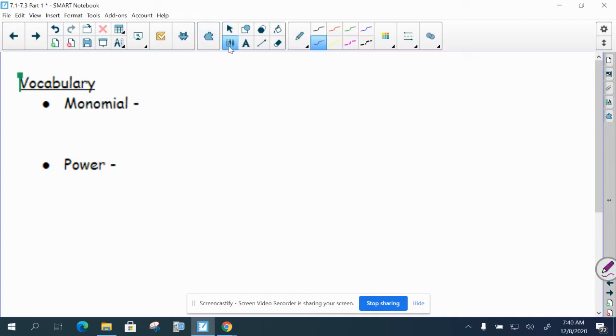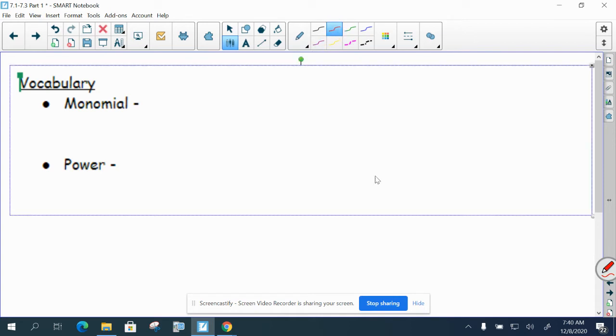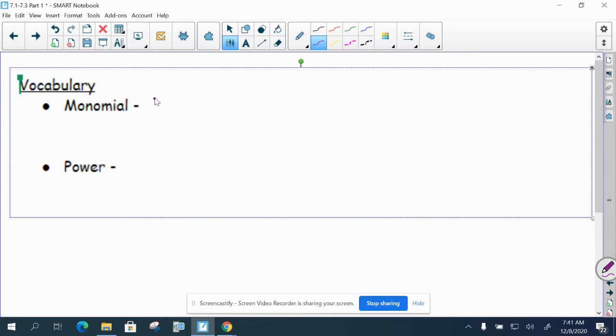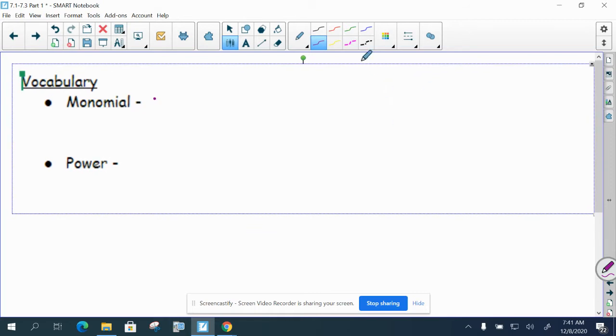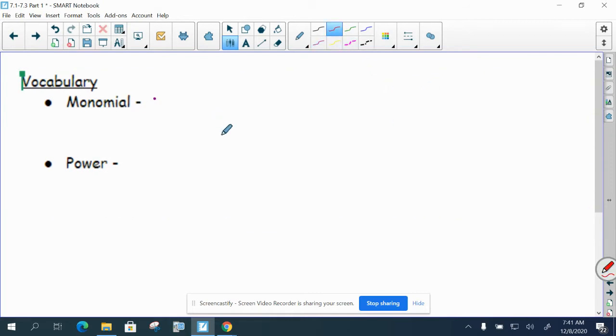So a couple key vocabulary before we start. The first one is called a monomial. We'll have a whole unit on polynomials and how to work with polynomials, but a monomial is a number, variable.